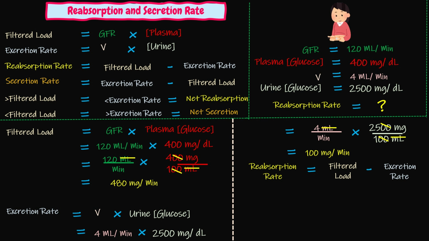Final equation is reabsorption equals filtered load minus excretion rate. It has already been discussed. So putting the values, 480 milligram per minute minus 100 milligram per minute. So, reabsorption equals 380 milligram per minute.